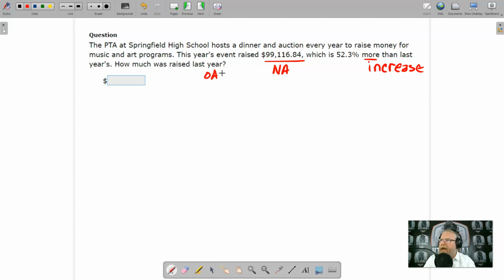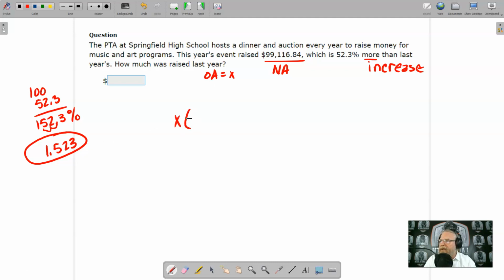So this is the original amount. We'll call that X. So whenever we do an increase, we know we have to add 100% to that. So we're going to add 100% to 52.3%. And that would equal 152.3%. Now, we're going to want this as a decimal. So let's move that decimal over 2 places. We're going to get 1.523. It's a decimal. So let's go ahead and take our original amount times the increase, which is 1.523.